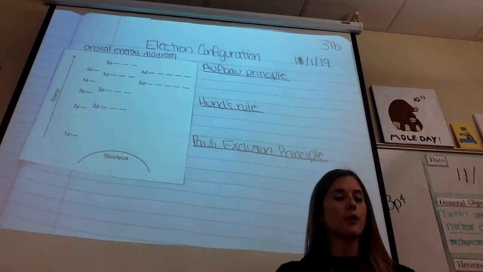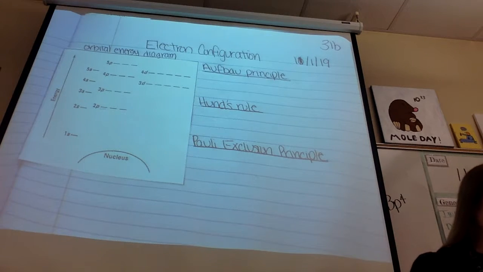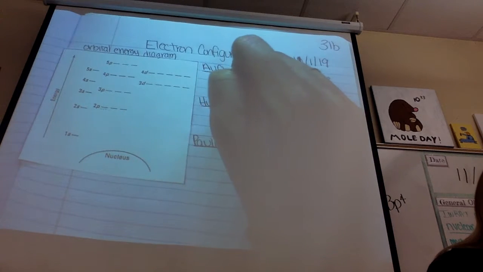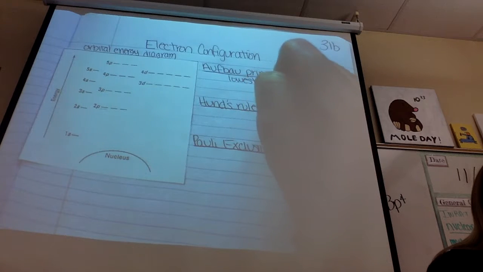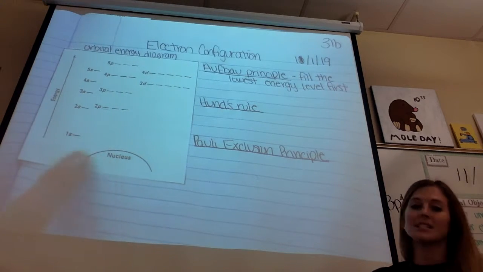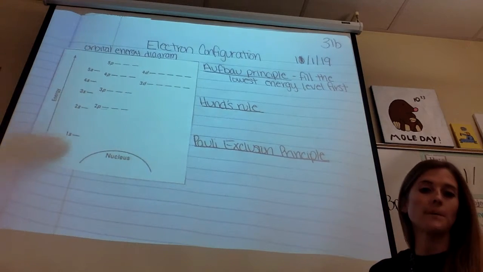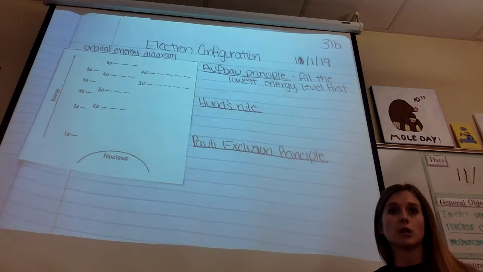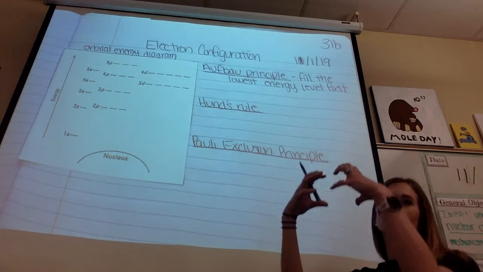Okay, so you have to follow these rules, and the first rule is the Aufbau principle, which is we're going to fill the lowest energy level first. Okay, so that just means basically we're going to start at the bottom and we're going to build our way up. I can't just start jumping around, spreading out electrons wherever I want. They have to be full before I can go to the next one.